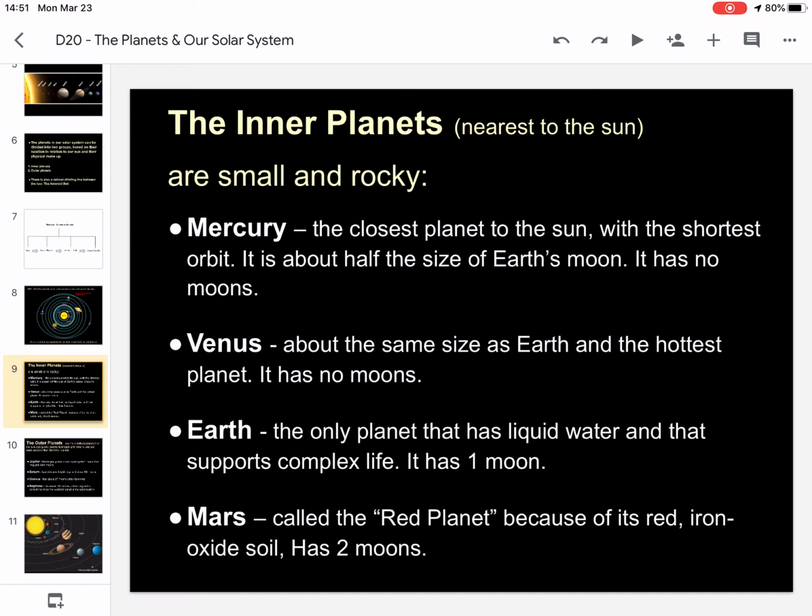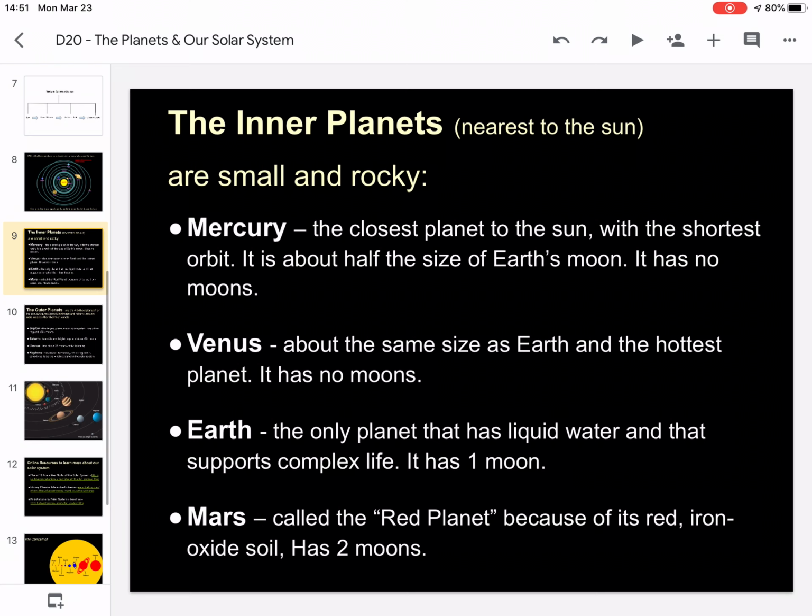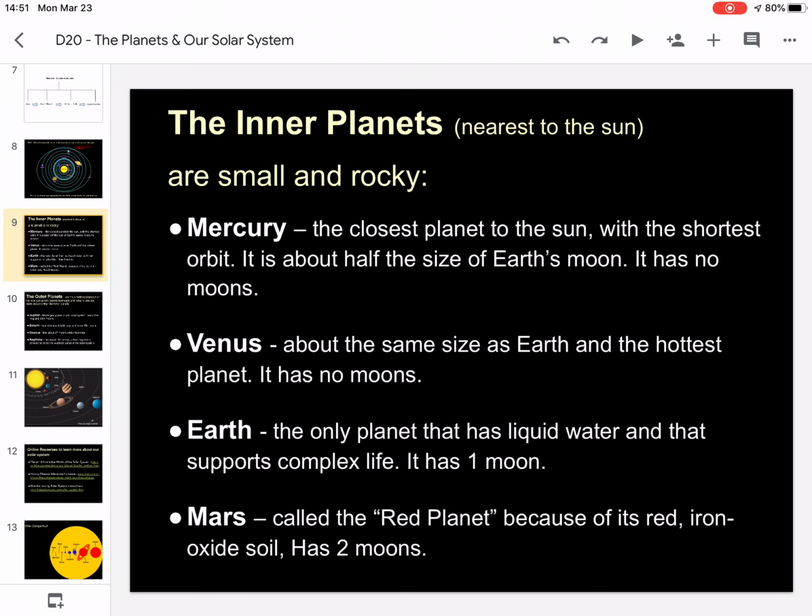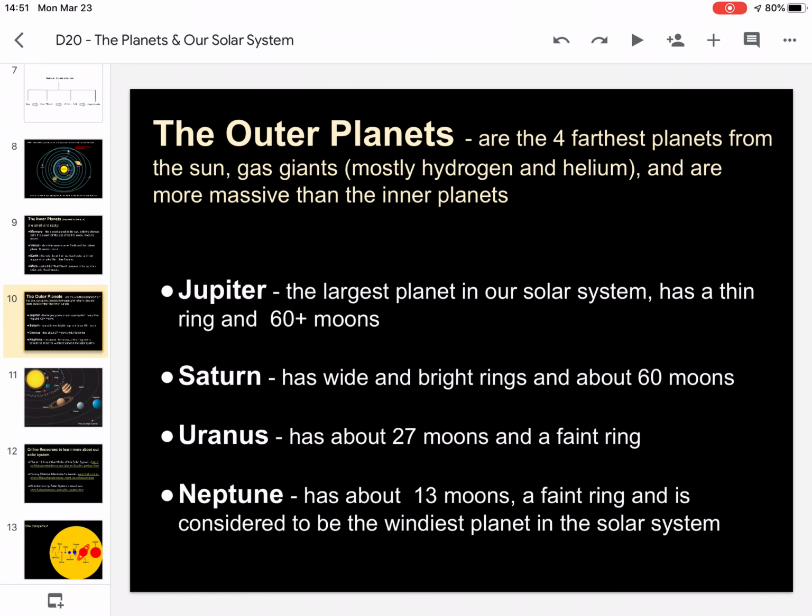The Earth is the only planet that has liquid water that we know of, and we know that can support complex life. We have one moon, which happens to be the largest moon in the solar system when you compare it to the mother planet. Mars is called the red planet because of its red iron oxide soil. It has 2 small moons. Okay, then we normally have the asteroid belt that's there. We'll talk about that in a little bit.